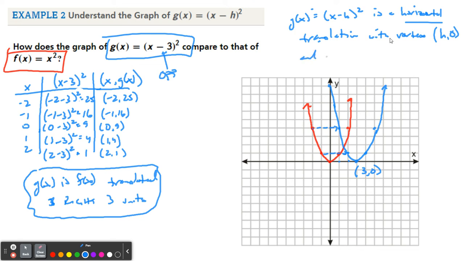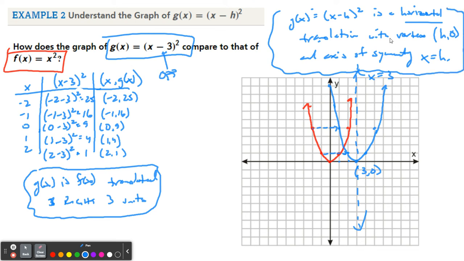And now the axis of symmetry actually moved. The axis of symmetry was the y-axis, but now if you look at this blue parabola, the axis of symmetry goes right down through the vertex. And again, we have to remember that the vertex x is 3, that's going to be the equation of that vertical line, x equals h. So this equation is x equals 3. That's the new axis of symmetry. That's the line at which the left and right side of the parabola are identical. And this is what the h is going to do inside with the x. It's going to cause a horizontal translation.